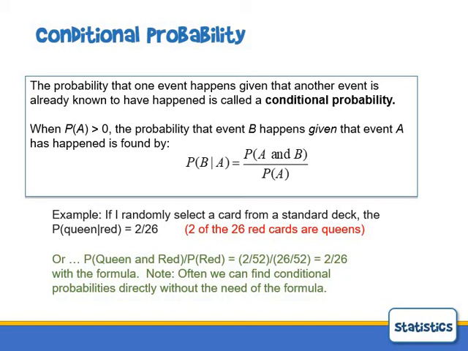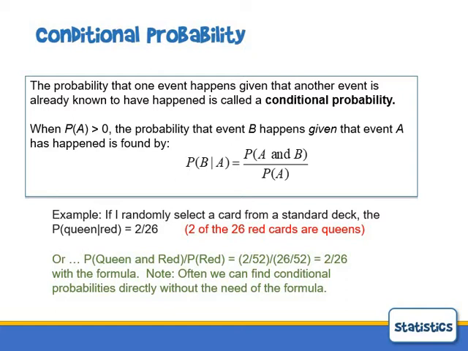Next up, we're going to look at something called conditional probability. Now, I have a note down here at the bottom. It says often we can find conditional probabilities directly without need for the formula. It's easier to understand this formula in terms of conditional probability, but if you multiply both sides by the probability of A, you get a formula for the probability of A and B. So it's going to be the way that we eventually get to a formula for the probability of A and B.